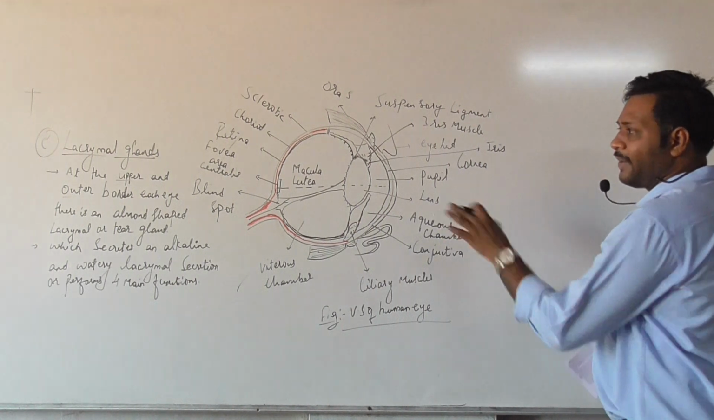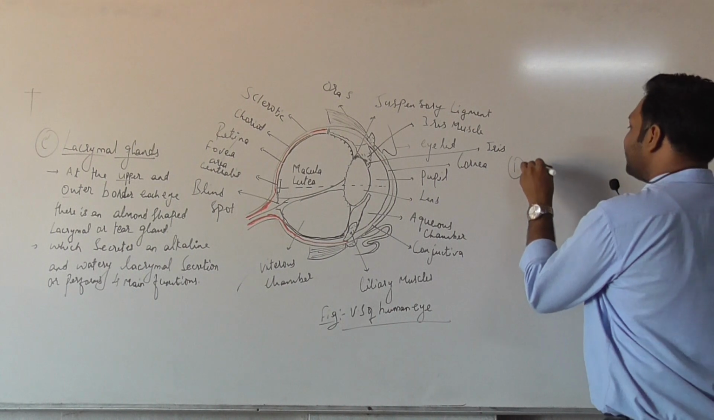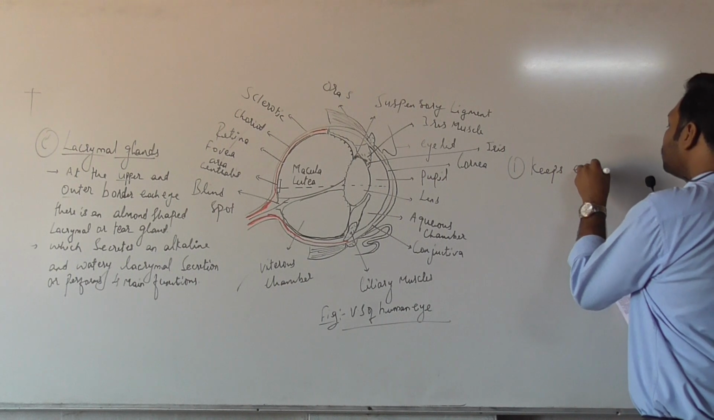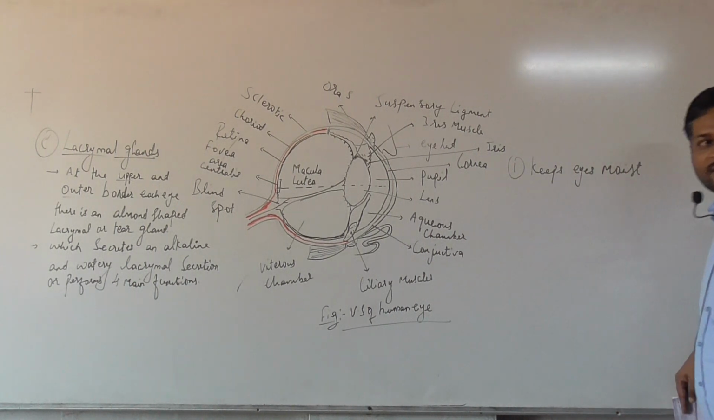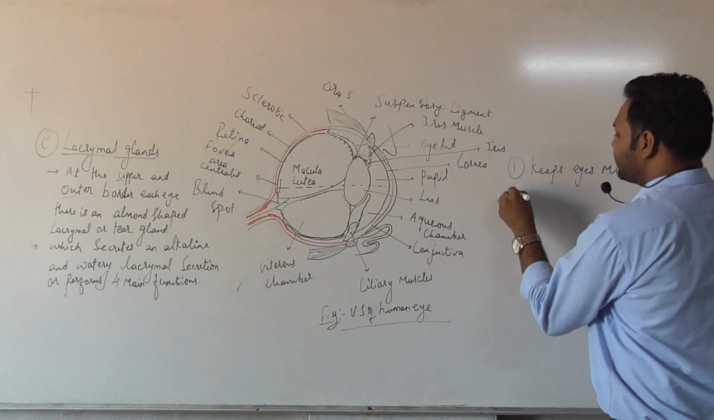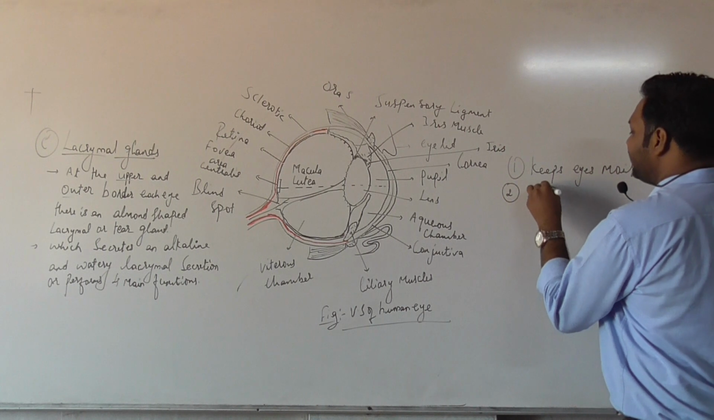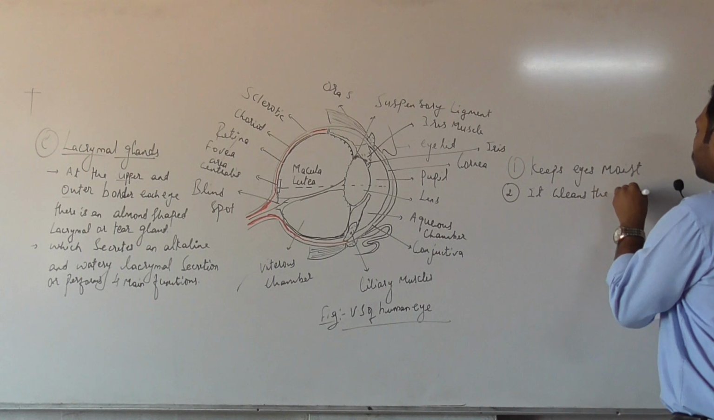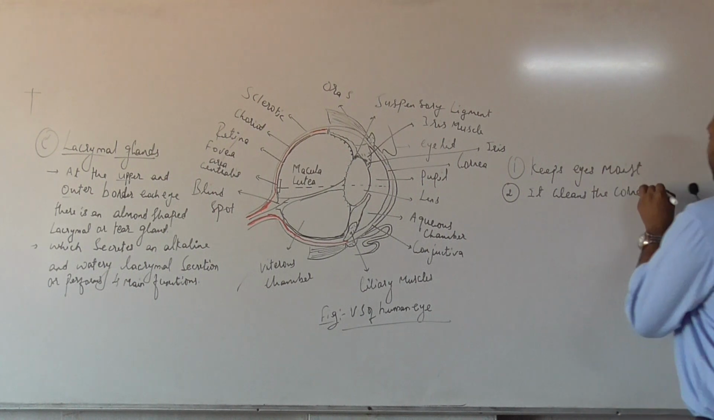The functions that can be played by the lacrimal gland are, first, it keeps the eyes moist. Okay, that is the first function of the lacrimal gland or the tear glands. That is the secretion. Second, it cleans the cornea from dust.